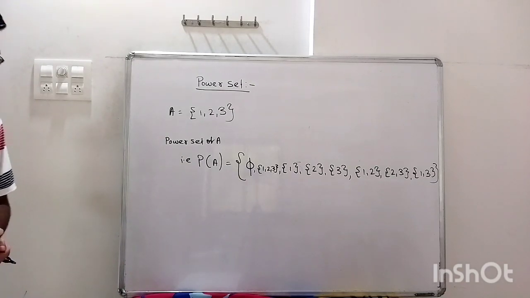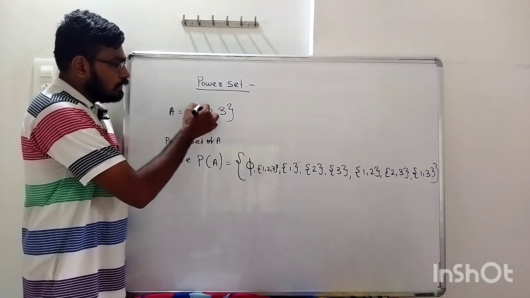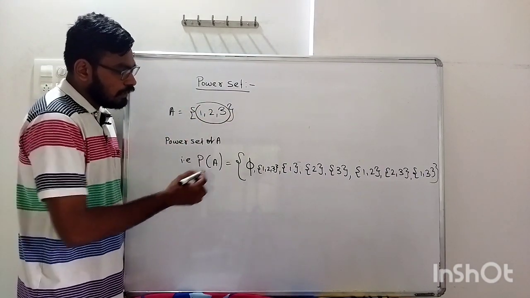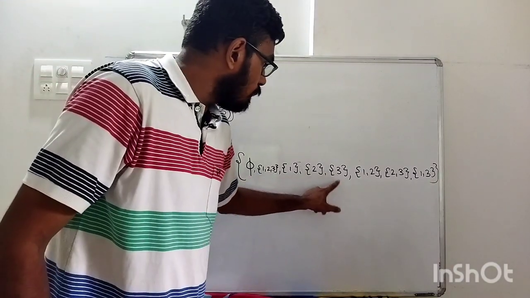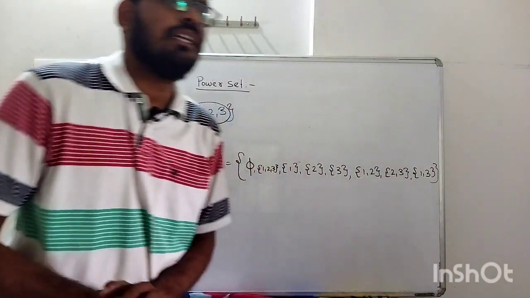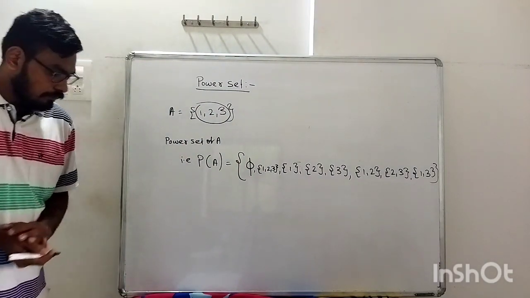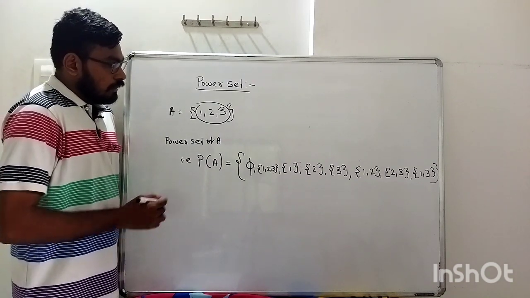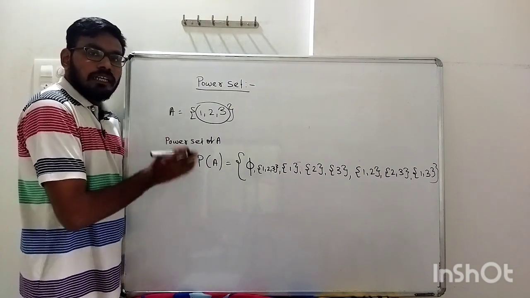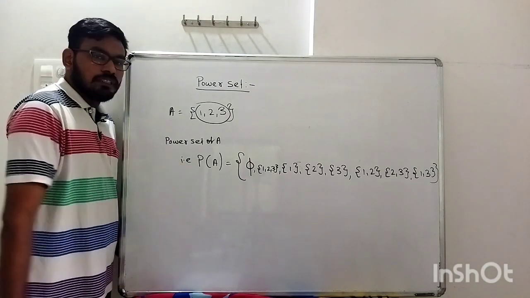Okay, now see how many elements are there in this set, 3, and how many elements are there in the power set? 1 2 3 4 5 6 7 8. So 8 elements are there. So actually the number of possible subsets for a set with 3 elements is 8, which belong to the power set of A.